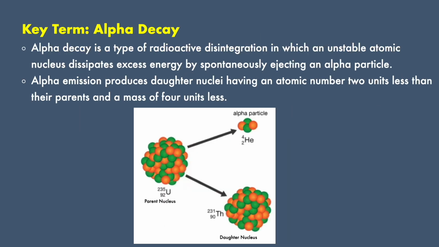Alpha decay. Alpha decay is a type of radioactive disintegration in which an unstable atomic nucleus dissipates excess energy by spontaneously ejecting alpha particles.